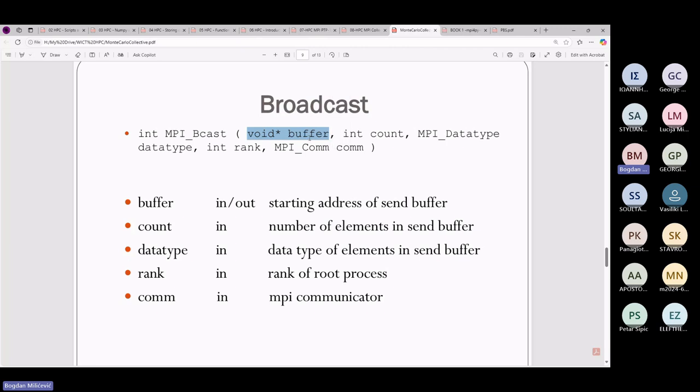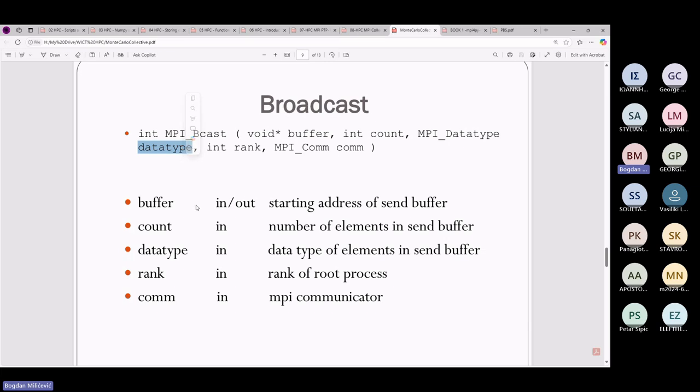This is the same variable in a sense that it doesn't necessarily have to have even the same name on the different processes. It just has to have enough space to receive the data. Then we have how much data we are receiving. So this is a buffer. Then we have how much data, and then data type.